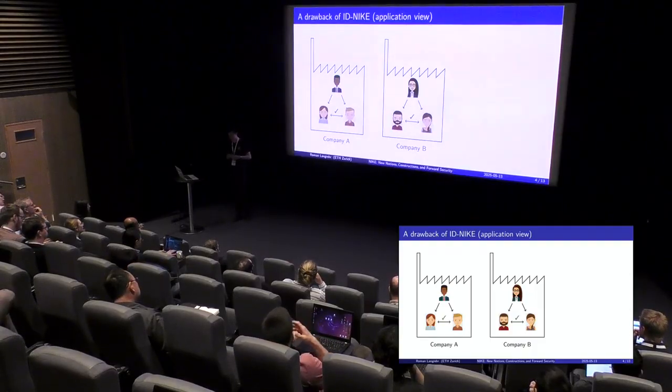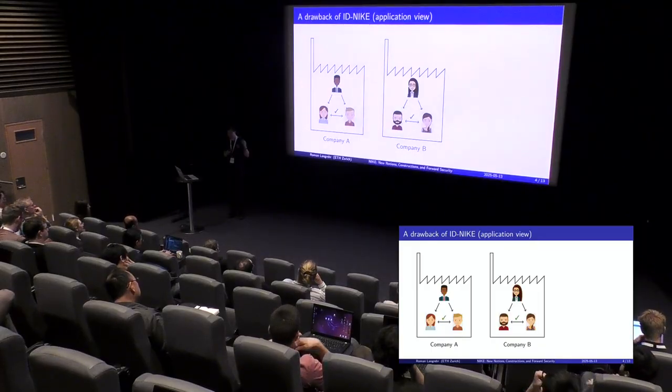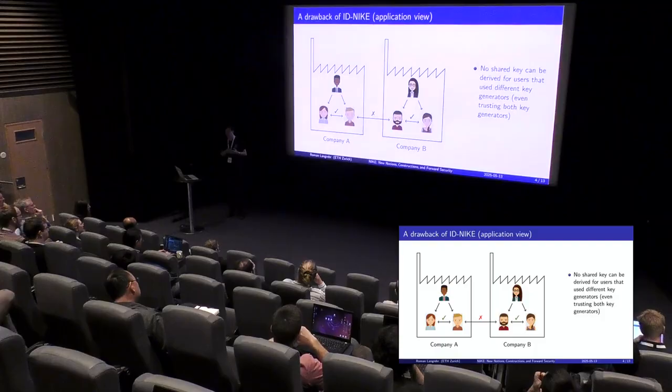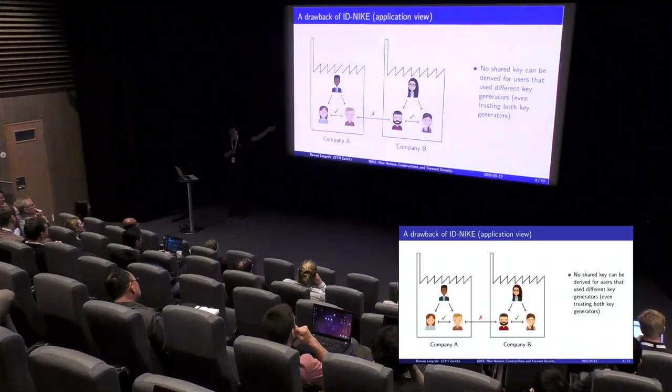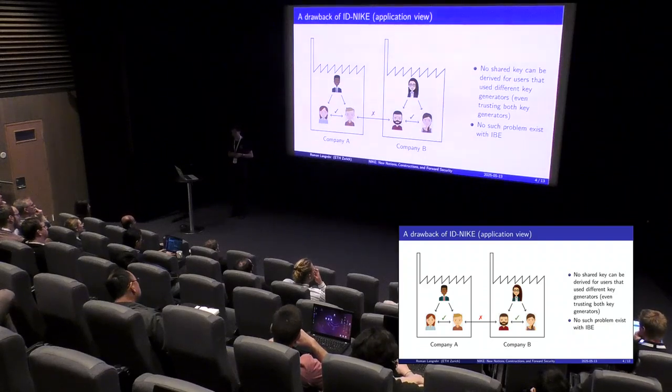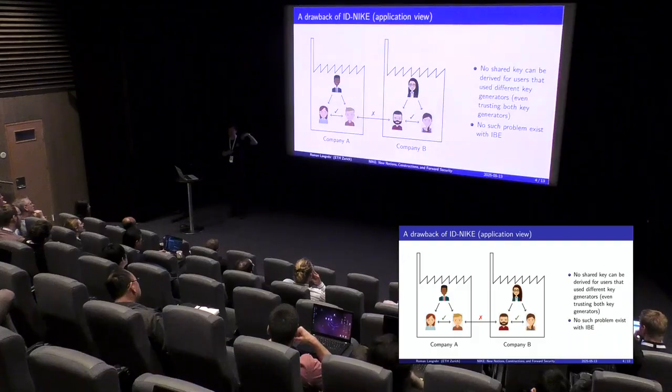But now imagine that some employee of company A wants to talk to an employee of company B, maybe to negotiate a contract. And for that, they are willing to trust both of their key generators. However, with identity-based Nike, they cannot do this, at least not without any additional interaction, because there's no way that two users can derive a shared key when they use different key generators. And note here that such a problem would not exist if these companies would use identity-based encryption instead of identity-based Nike, because for IBE, everybody can generate a ciphertext for someone else. You just need to know the master public key of their key generator and the identity.